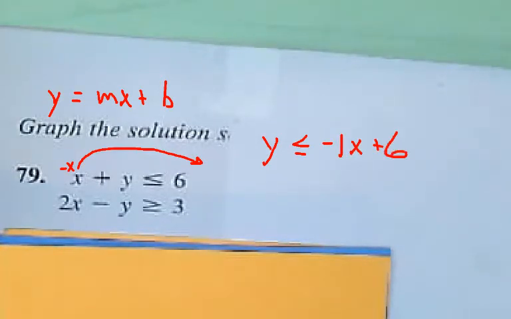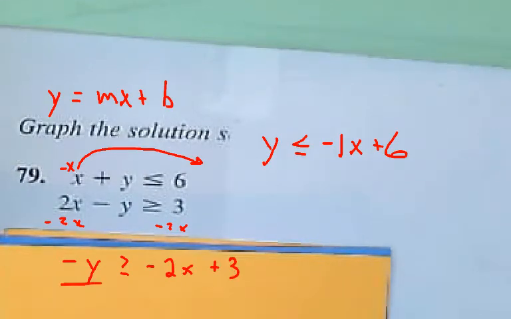Bing. And then what's the other one? Well, there's a negative y there. Be careful. So I'm going to subtract the 2x, and what would that make? That would be negative y is greater than or equal to negative 2x plus 3.